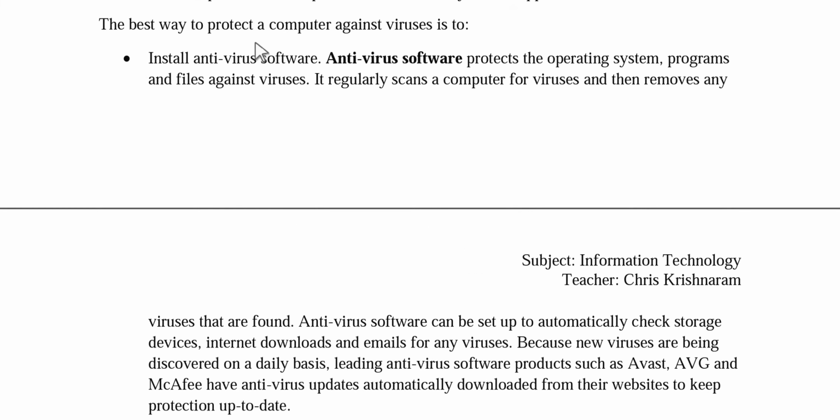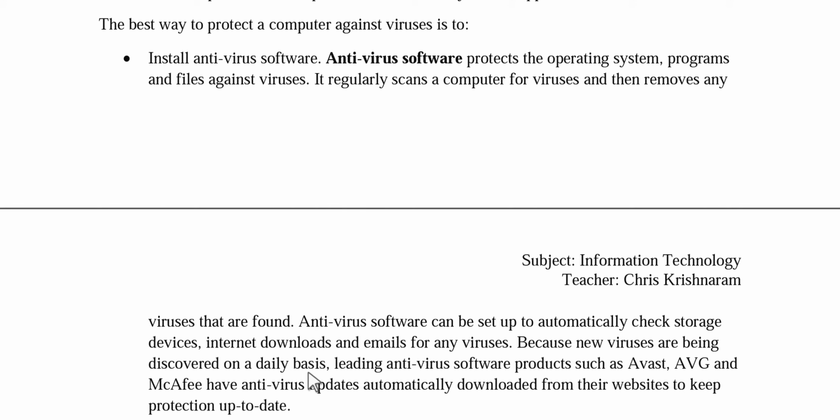The best way to protect a computer against viruses is to, 1. Install antivirus software. Antivirus software protects the operating system, programs, and files against viruses. It regularly scans the computer for viruses and then removes any viruses that are found. Antivirus software can be set up to automatically check storage devices, internet downloads, and emails for any viruses.